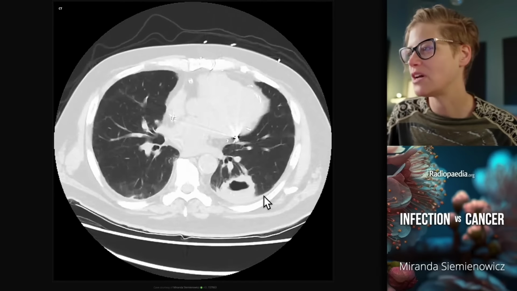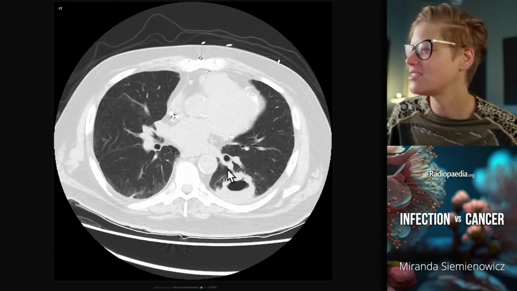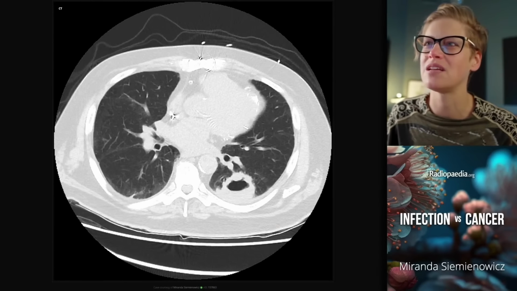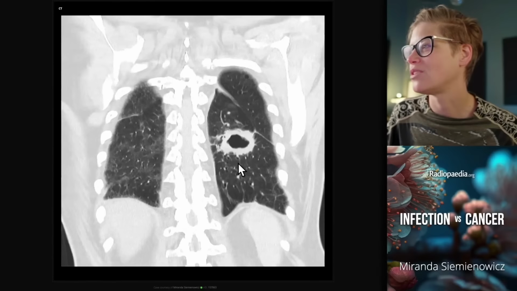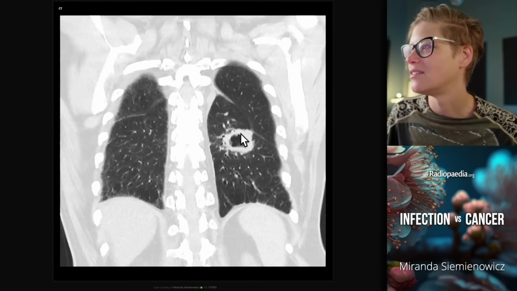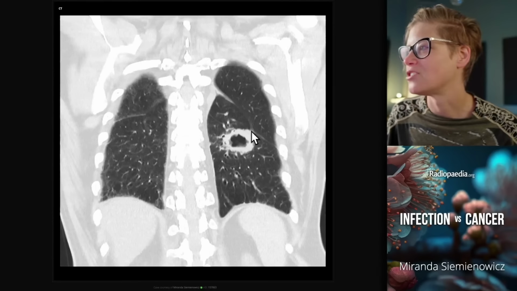When you scroll up and down through the entirety of this lesion, you can see that this is just normal, clean lung surrounding. There's none of that ground glass, there's none of that consolidation. And in fact, let's scroll back and forth through this and just admire that microlobulated margin of this lesion. This is a lung cancer.